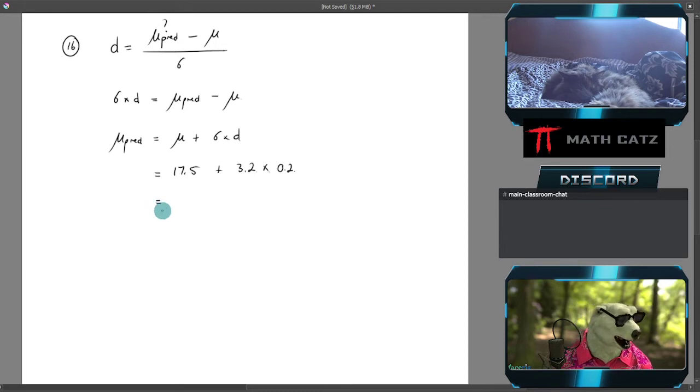Let's go to our calculator. We'll calculate that, 17.5. You won't see what I'm typing until I finish typing it, but it's coming. Like so, 18.14.